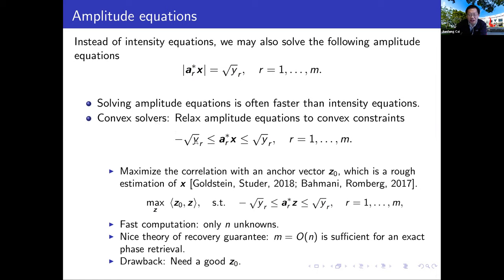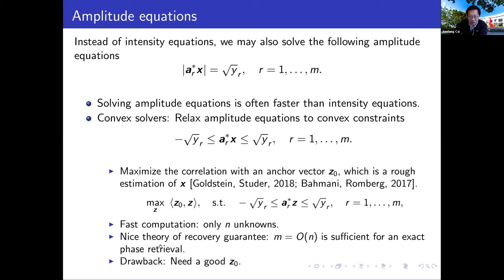In convex solvers, the main idea is that we relax this equality to an inequality. For this inequality, the domain that x satisfies is just a convex domain, right? It's a convex set. So then we just find some solution in this convex set. The usual way is that we first define an anchor vector z0, which serves as an initial guess, and then we maximize the correlation of z to this z0 subject to this convex constraint. So this is a convex optimization. Again, the computation in this convex optimization is fast because there are only n unknowns.